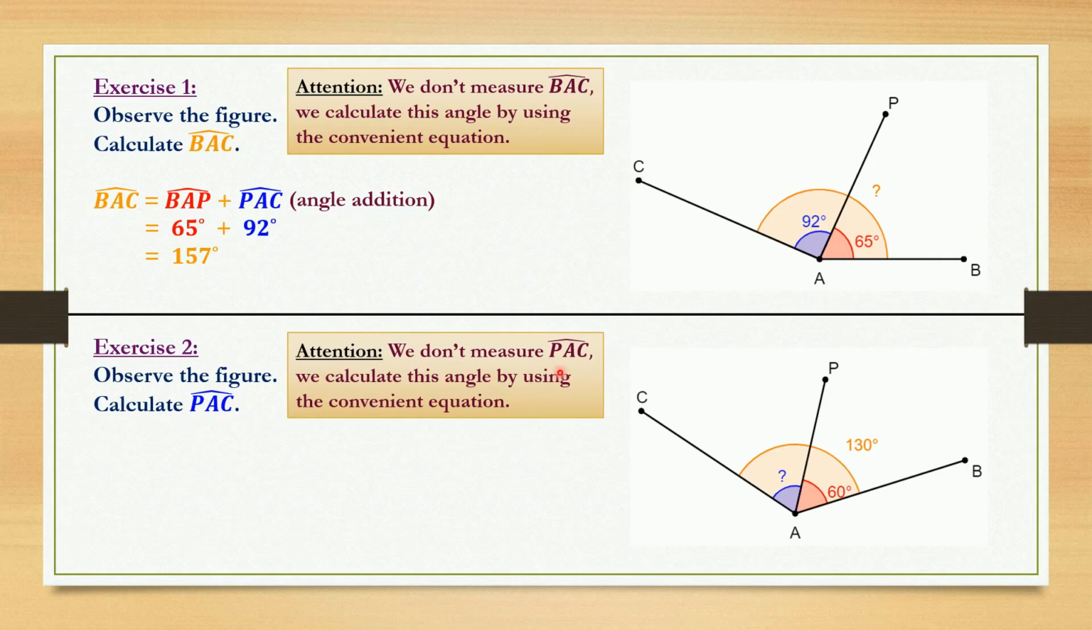So attention, we don't measure PAC, we calculate this angle by using the convenient equation, which is angle subtraction. So PAC equals BAC minus BAP. Now we must write the reason. The reason is angle subtraction. Now we replace each angle by its measure, equals 130 degrees minus 60 degrees equals 70 degrees.